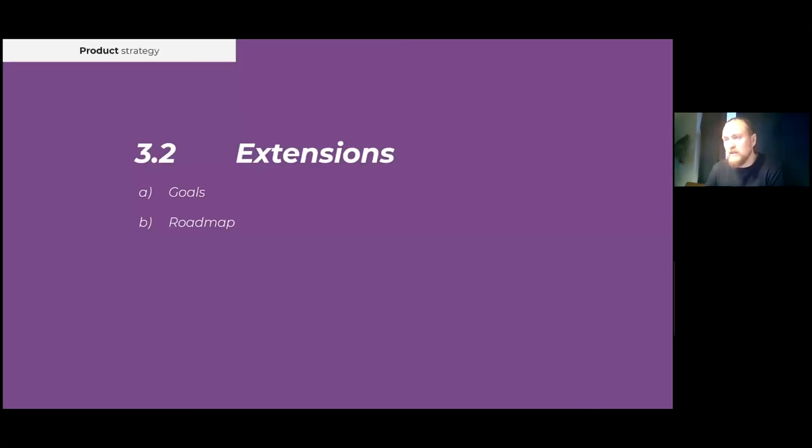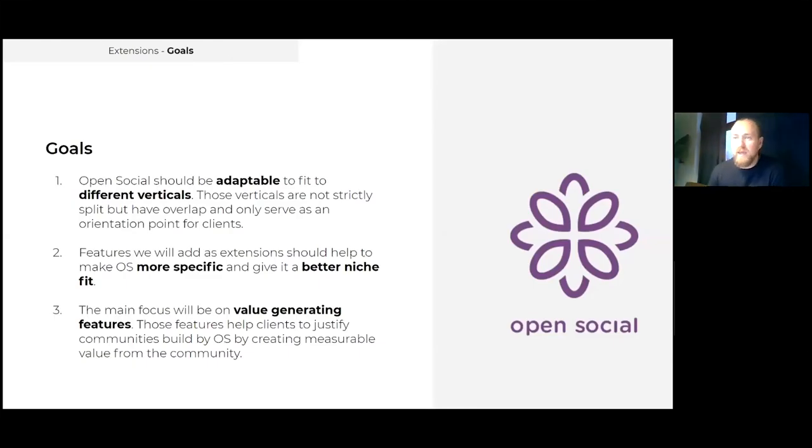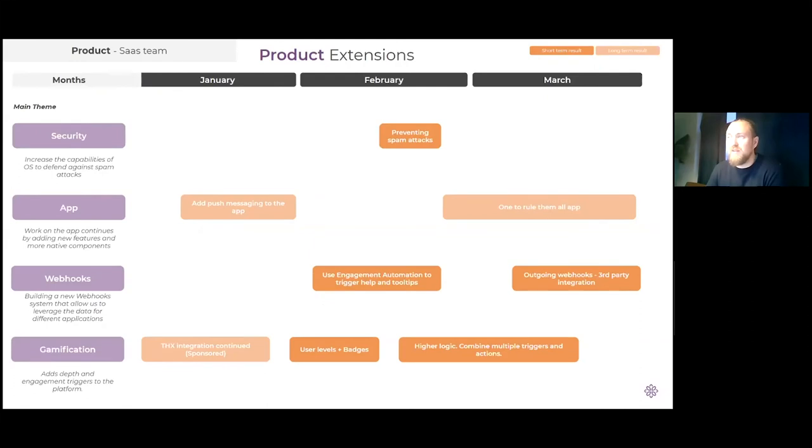So then we're going to move on to the extensions. Again, also here the goals. I posted them again here, so to remind everyone, we want to be with extensions really adaptable to fit different verticals, so to fit different needs of platforms. We know that the client base of Open Social is very diverse. We have everything from communities, volunteering platforms, or associations that are really trying to reach out to members, and to make sure that these extensions use the social core of Open Social and even more fit the target of the community. The features, as I said, should make sure that Open Social is more specific and gives a better niche fit. And the main focus will be on value generating features, so measurable value that can come out of this platform.